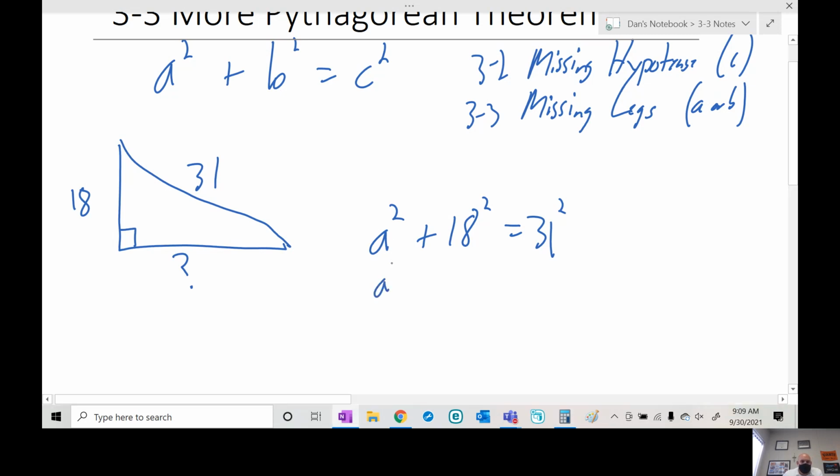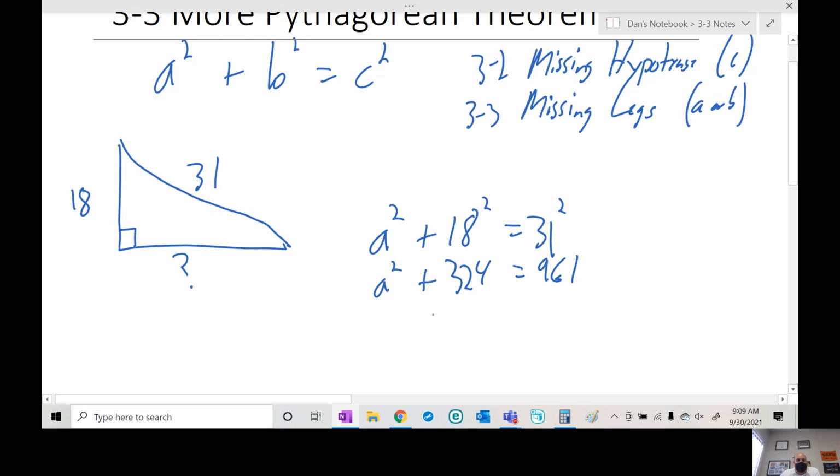The first line is the same as what we did last time. You're going to square both of those. So 18 squared is 324. And then 31 squared is 961. But it's this line that's different.